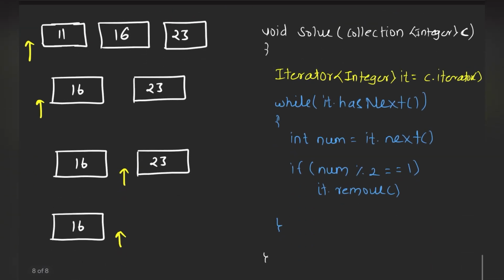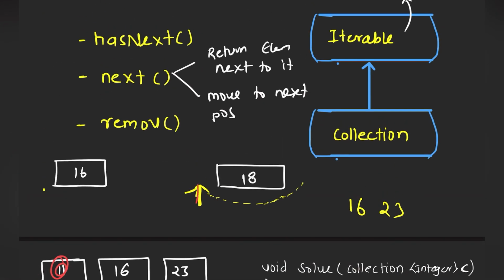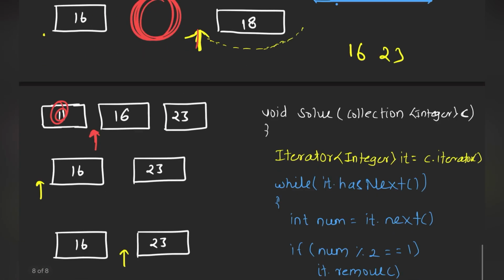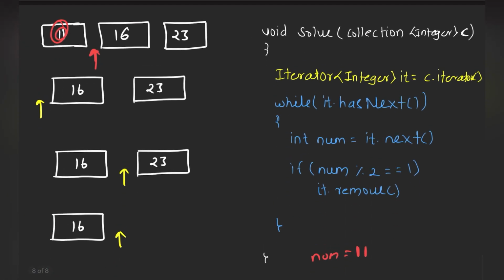So what it will do is, my num will contain 11 and my iterator will get shifted to this position. Right? The iterator will get shifted to this position, and my iterator is present at this position. Now I will check, is my num odd? Yes, 11 is odd. So I call the remove function. What I told you is that remove removes the element which is previous to the iterator. Which is the element previous to this iterator? 11, right? So this will get removed.